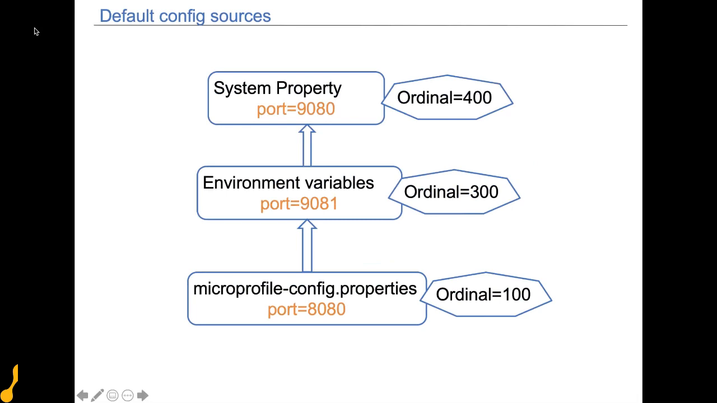In this example, if in microprofile-config.properties you specify the port 8080, then in your environment variables 9081, and then in the system properties 9080, when you inject or retrieve this property port in your application, you will get 9080, because 9080 has a higher priority, a higher ordinal. So that's why this value is used.